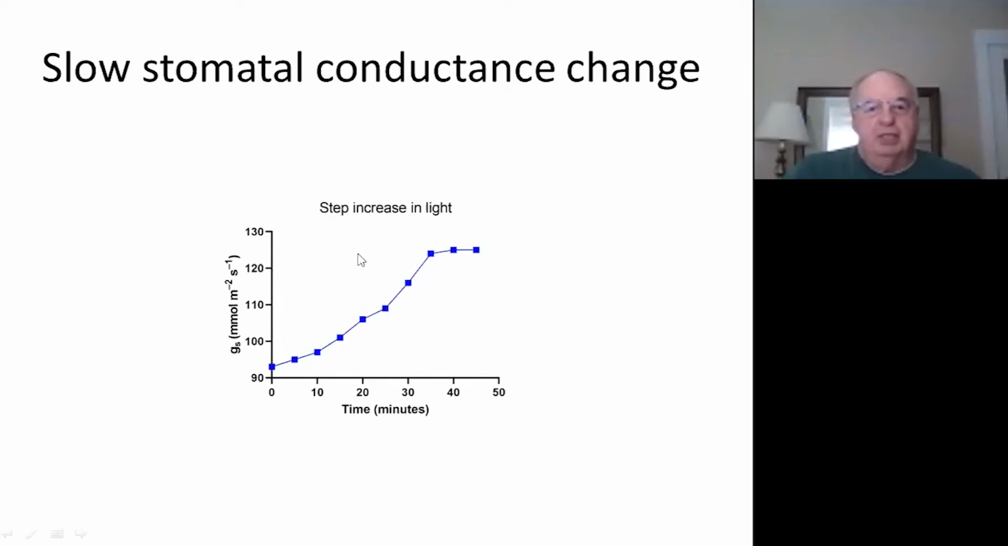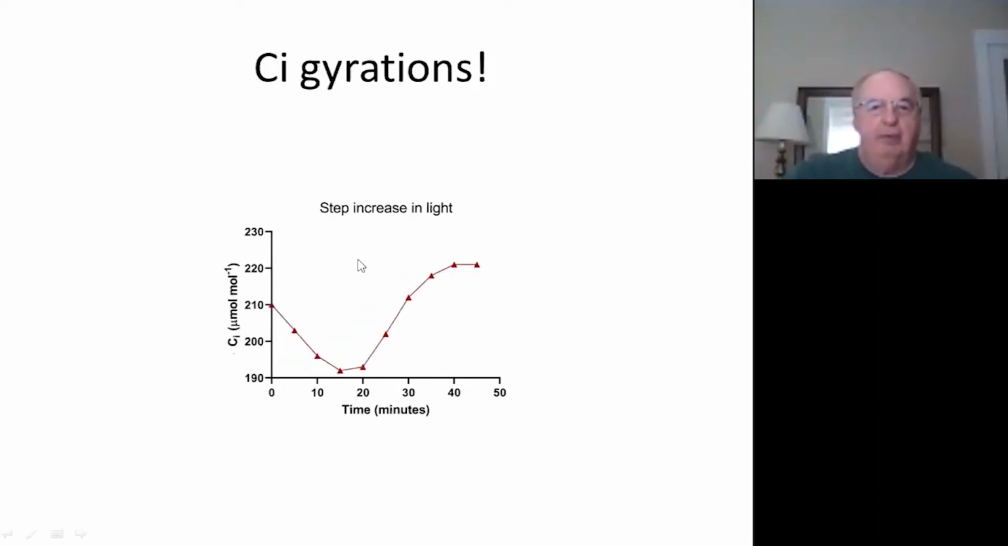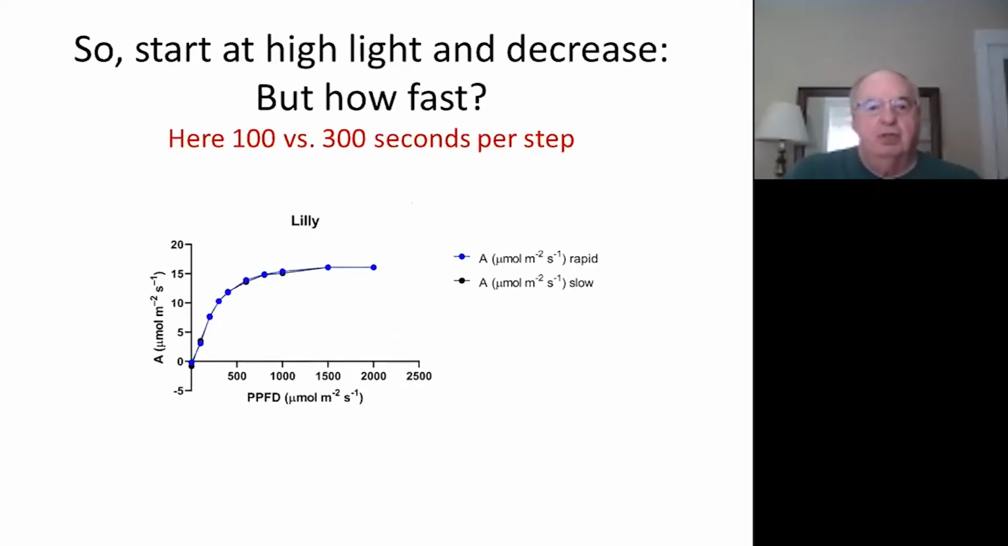So while stomatal conductance is slowly changing, you can see actual gyrations going on in the internal CO2 concentration. We've plotted here, for the same data set, the internal CO2 concentration over time. It starts at 210 more or less. Initially, when photosynthesis responds more quickly than the stomata do, the Ci actually goes down. Then as photosynthesis has geared up as much as it can, it's just waiting for the stomata to open, so then Ci comes up, and it took probably 40 minutes for the Ci to stabilize. So doing step increases in light is a very slow process.